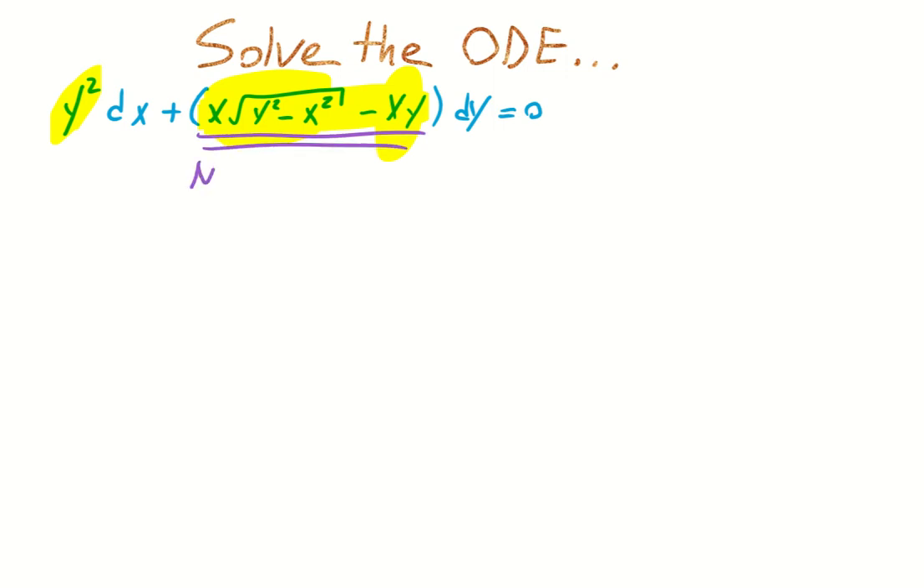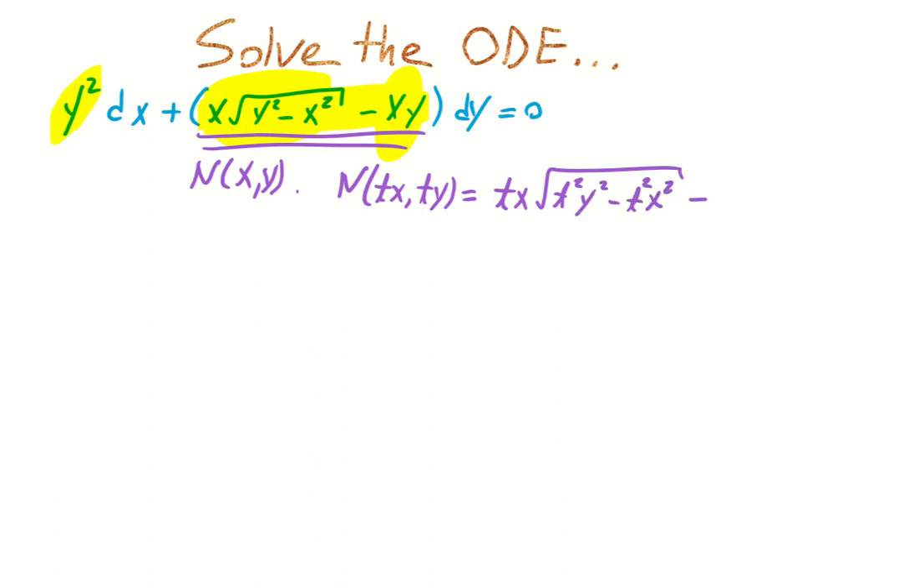So if this is the function N of x, y, and we plug in tx, ty, we would get t times x times the square root of the quantity t squared times y squared minus t squared times x squared, and then we get a minus t squared times x times y. And we can factor that t squared under that square root, and so we have t times x times the square root of the quantity t squared, and that t squared is times the quantity y squared minus x squared. And we still have that minus t squared times x times y.